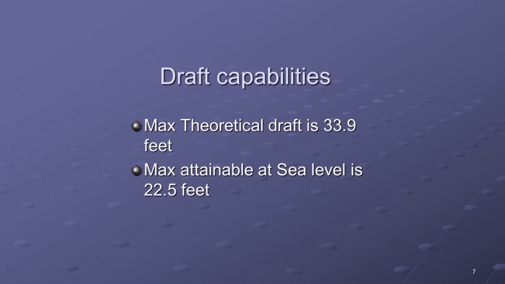So with that, we have some capabilities and/or limitations. I guess really this is as much a limitation as a capability. Max theoretical draft is 33 point irrelevant. You can't ever attain max theoretical, so it's just a cool number that's out there. But there we go. Max attainable at sea level is 22.5 feet. There's a number that actually means something to me. If I'm trying to pump water and the surface of the water source is 22.5 feet below me, that is the most I'm going to be able to do, assuming I'm at sea level.